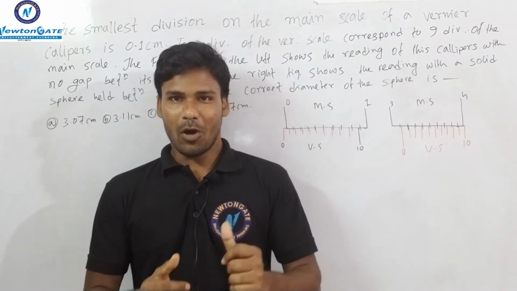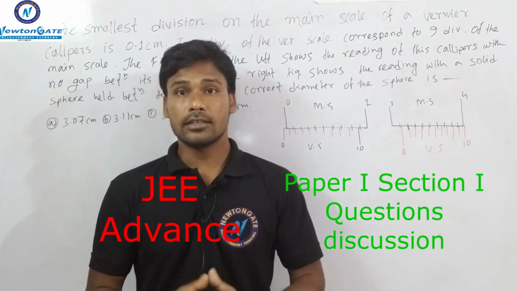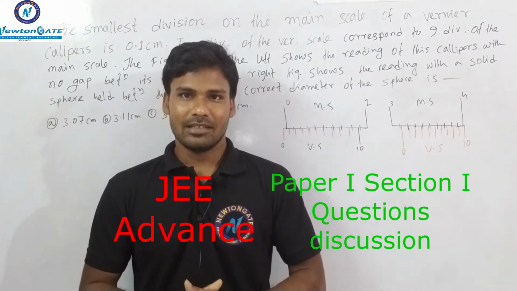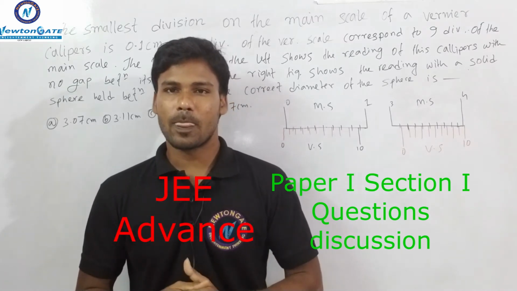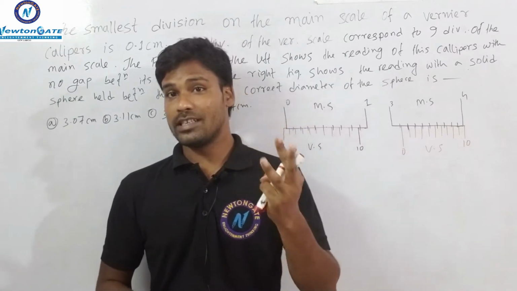Why? Because as you know from the thumbnail, I'll cover the 2021 JEE Advanced question discussion. It is Paper 1 question discussion here. In Paper 1, there are 4 sections: number 1, number 2, number 3 and number 4.